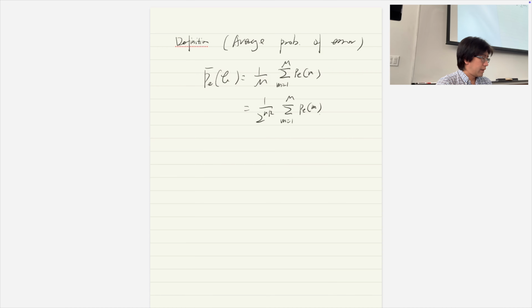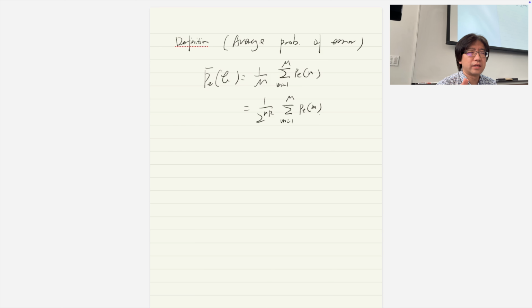Great. So this is the probability of error, and given the probability of error, we can get the definition of the achievable rate. We introduce a rate R here, so basically we say R equals the log of M.